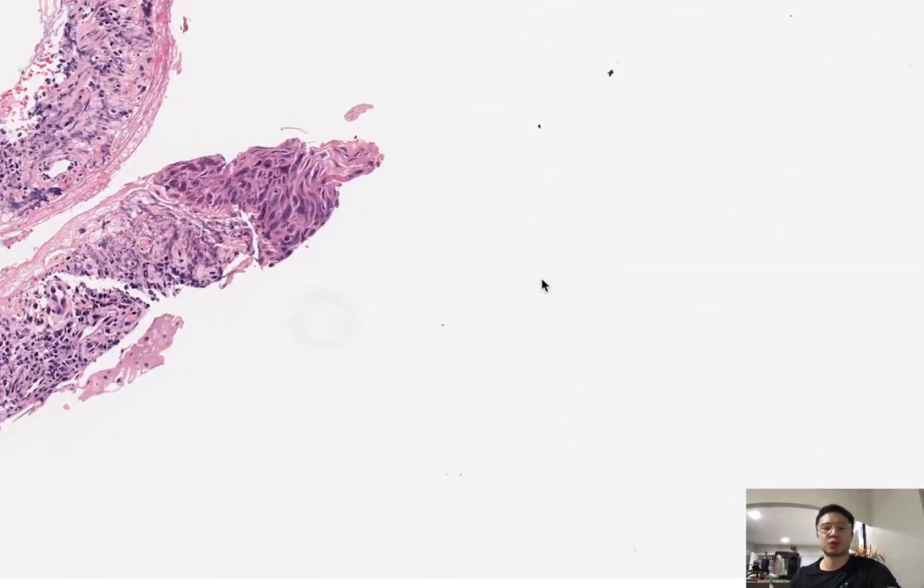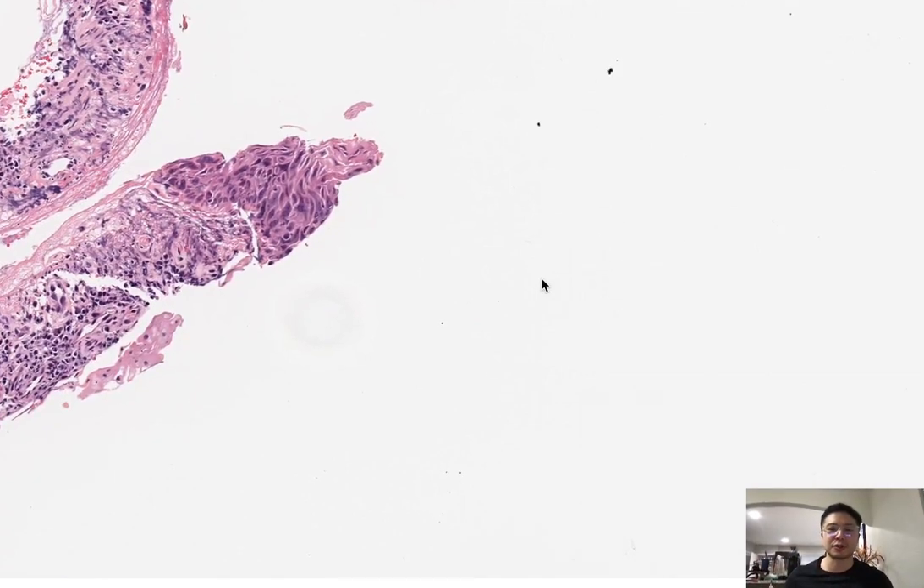So just some board fodder, and if anything else, if there's only one thing you learn from this, just the 3 M's: molding, margination, multinucleation.